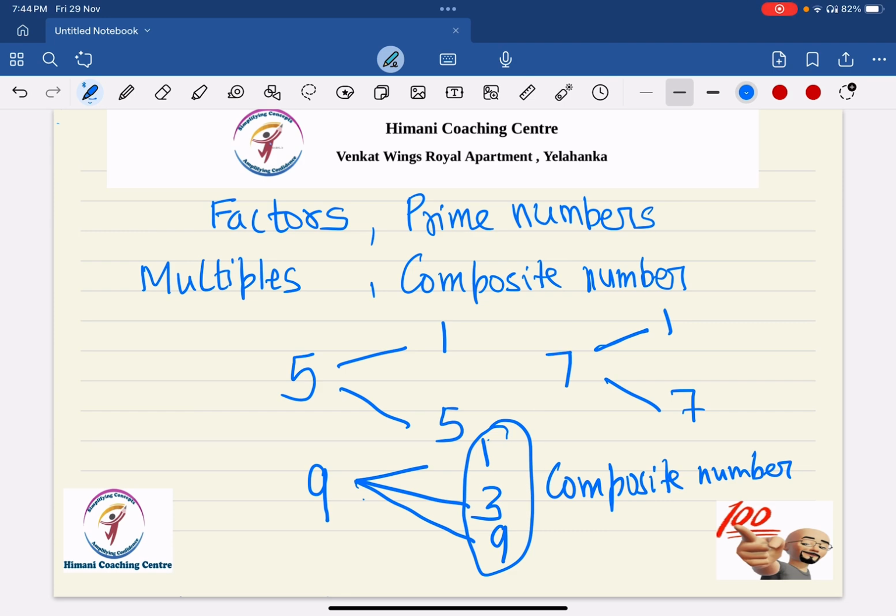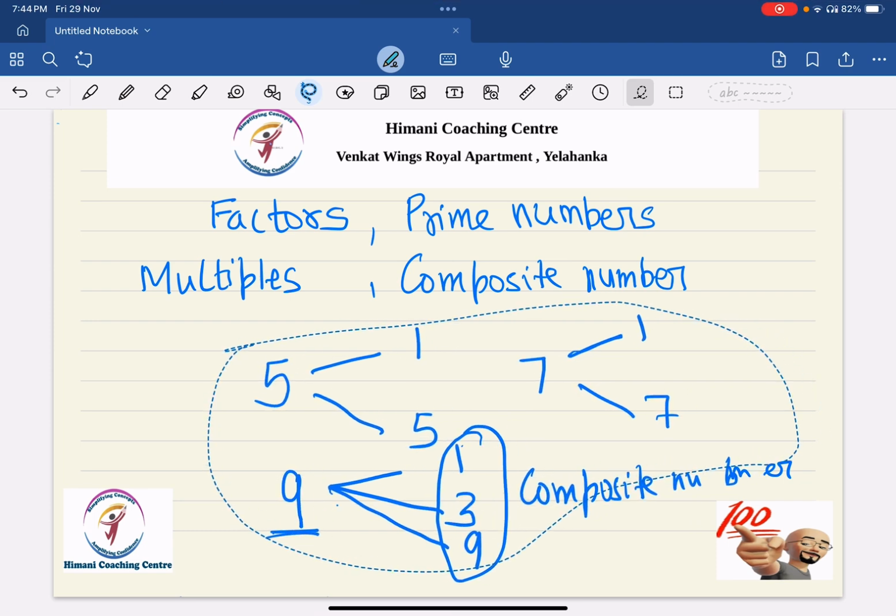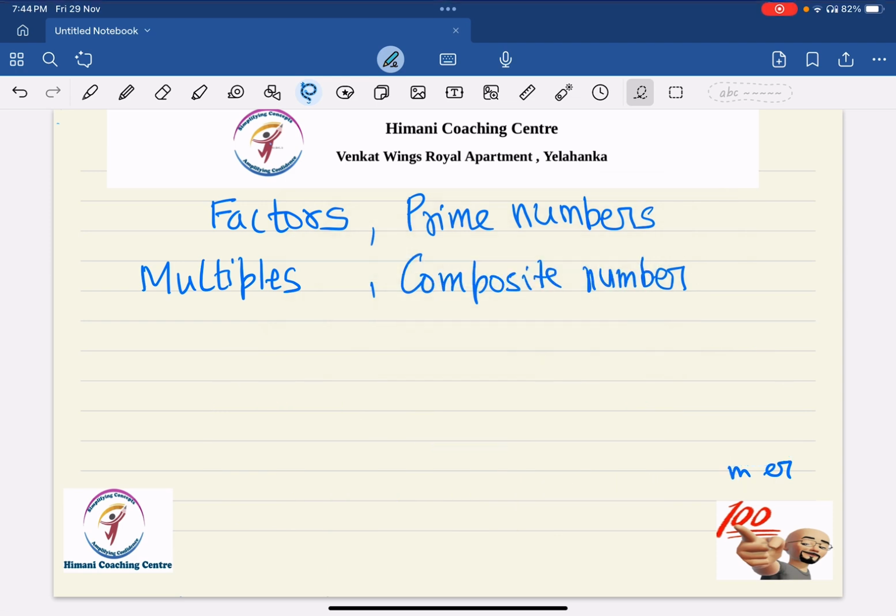That means they are not divisible by 2. And also remember, not all the odd numbers are prime numbers. See, 9 is an odd number, but is it prime? No, it is a composite number. Okay, so some more examples of prime numbers we can take, like 11 is a prime number. Okay, then 13 is a prime number. So you can just go through the numbers and see what are prime numbers.